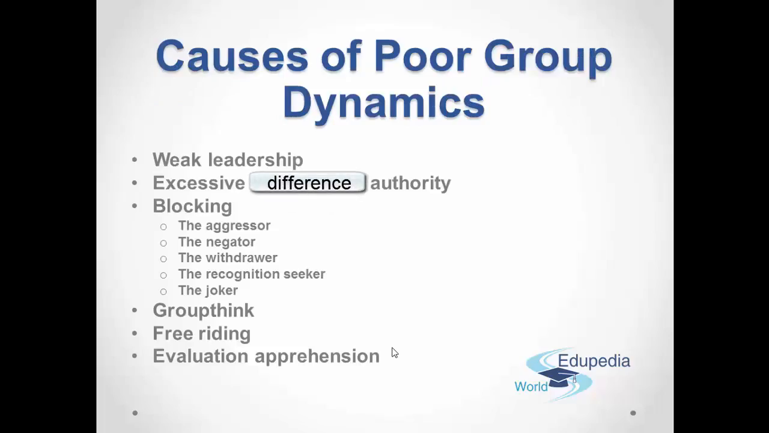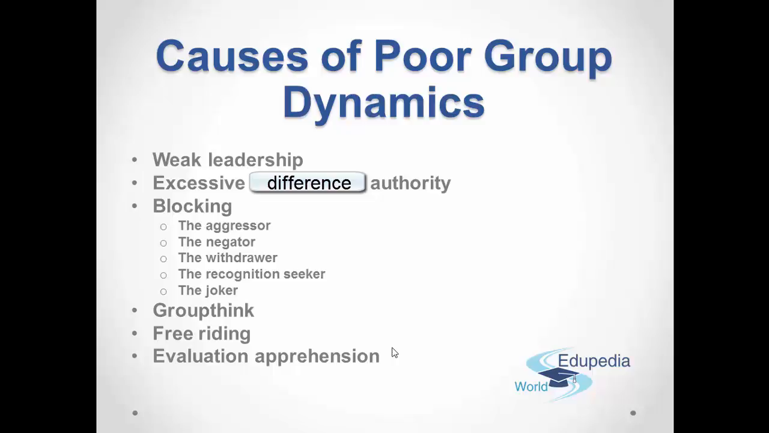So what are the causes of poor group dynamics? Group leaders and team members can contribute to a negative group dynamic. Let's look at some of the most common problems that can occur. Weak leadership, excessive deference to authority, blocking, groupthink, free riding, and evaluation apprehension are some of the causes of poor group dynamics. We'll take each of these causes in detail.